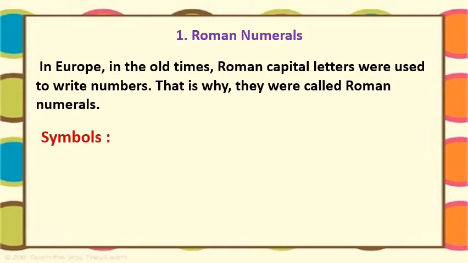See, symbols. For 1, they use capital I. To write 5, they use capital V. And to write number 10, they use X, that is capital X. Remember this, 1 means I, 5 means V, 10 means X. Here we have to use I, V, X like that to write the numbers in Roman.